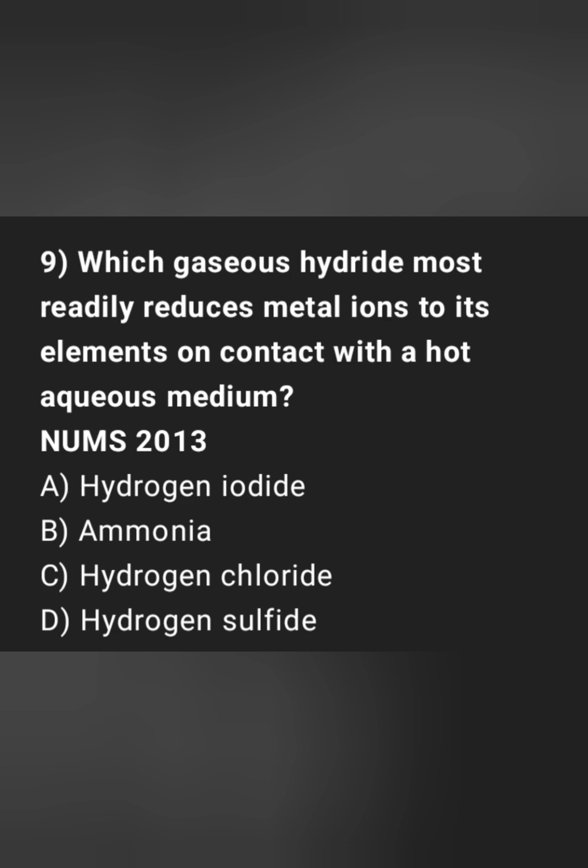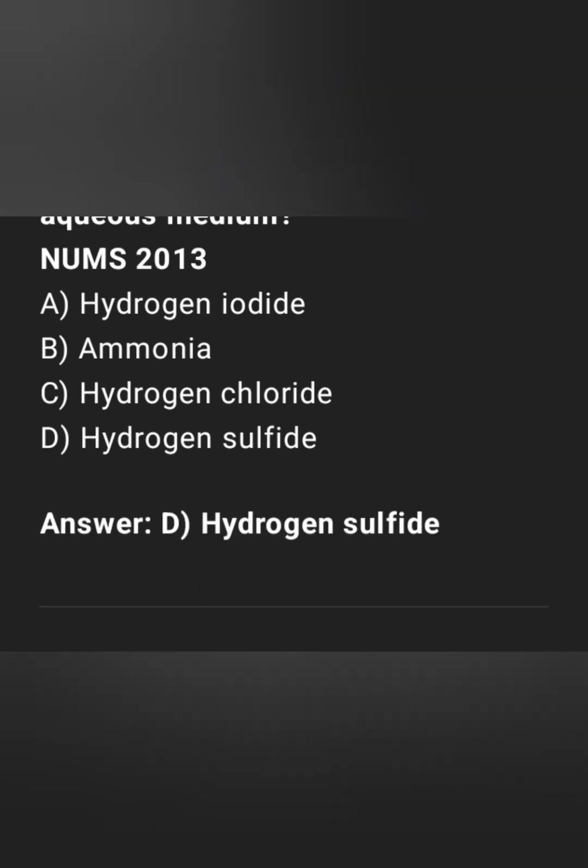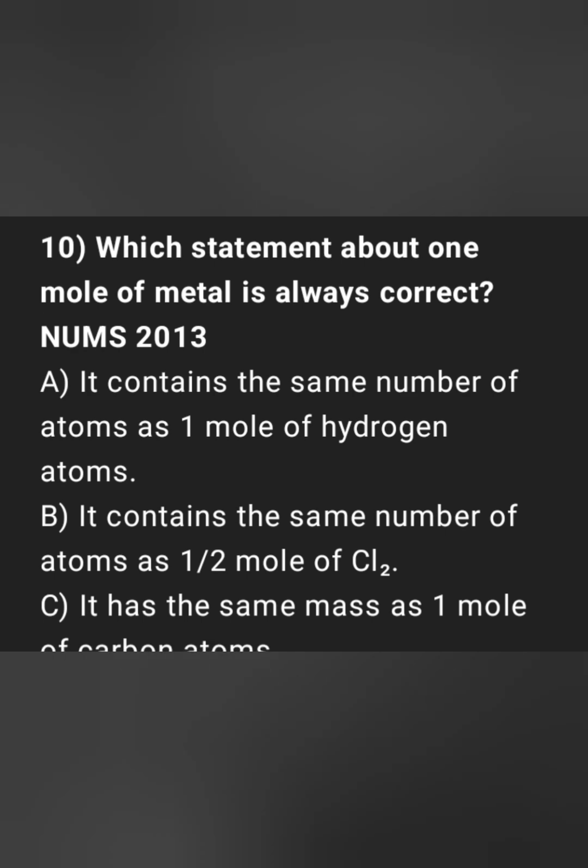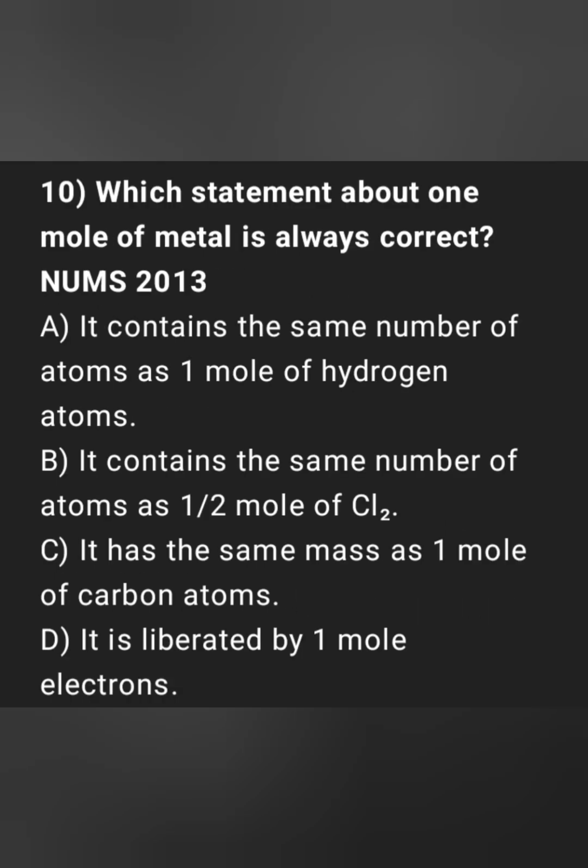A. Hydrogen iodide. B. Ammonia. C. Hydrogen chloride. D. Hydrogen sulfide. Answer: hydrogen sulfide. 10. Which statement about 1 mole of metal is always correct? A. It contains the same number of atoms as 1 mole of hydrogen atoms. B. It contains the same number of atoms as 1/2 mole of Cl2. C. It has the same mass as 1 mole of carbon atoms. D. It is liberated by 1 mole of electrons.